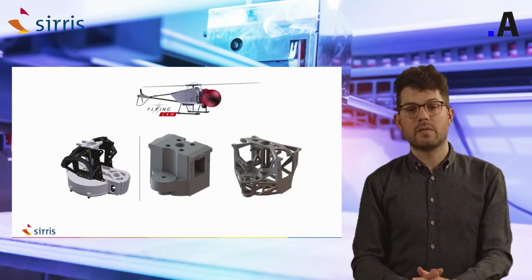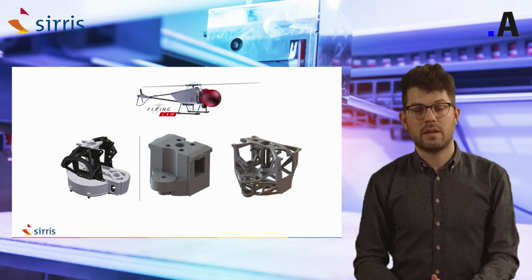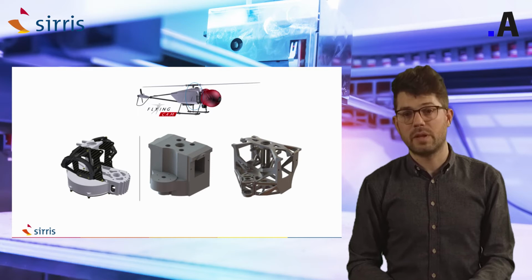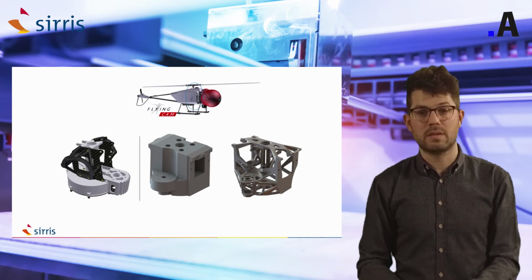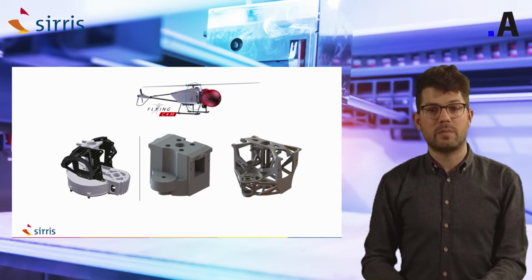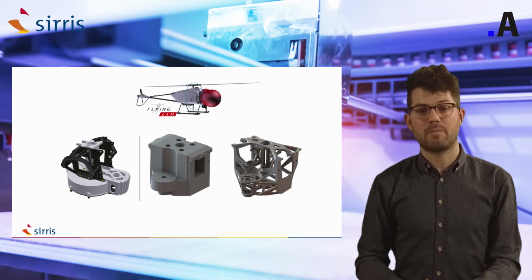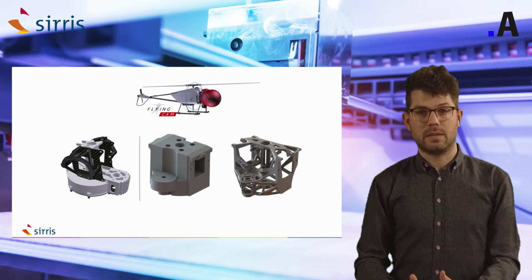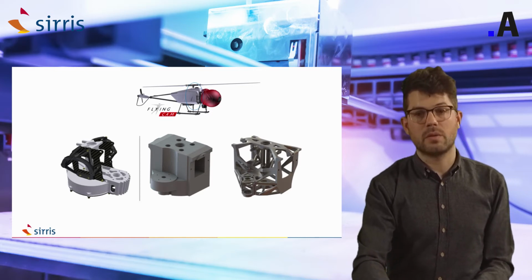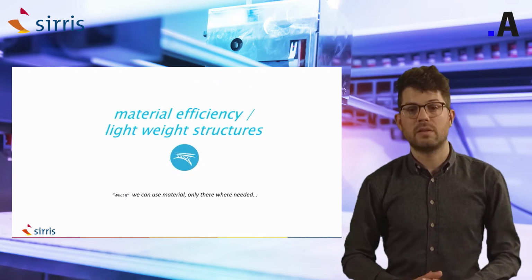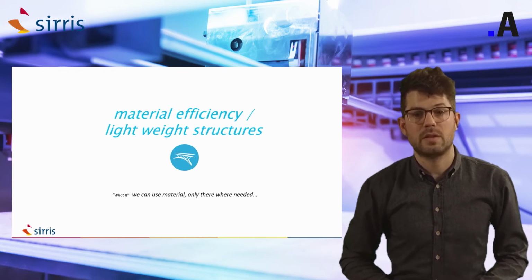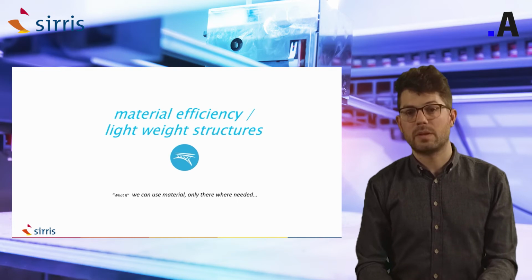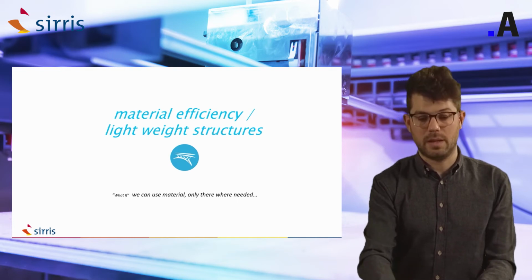And in the middle of the helicopter, there is a part which was in the past an assembly of different parts, different materials. And by using a topology-optimized design, we only printed the structure which was needed. So this brings me to the first driver, which is material efficiency or lightweight structures. What if we can print the material only where we need it?